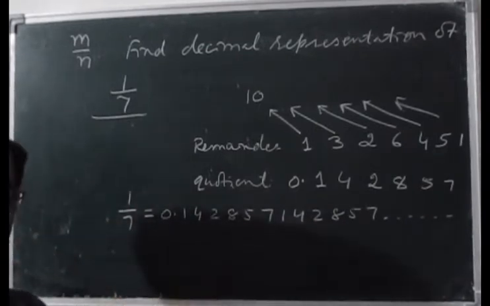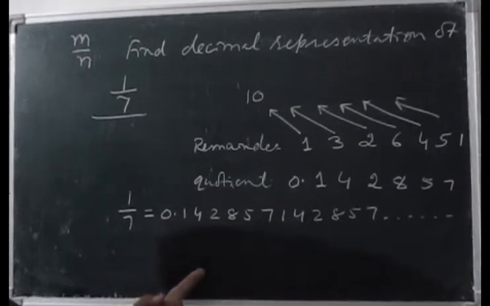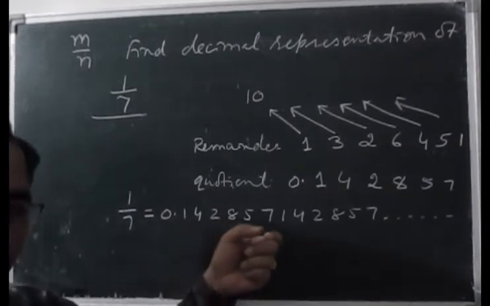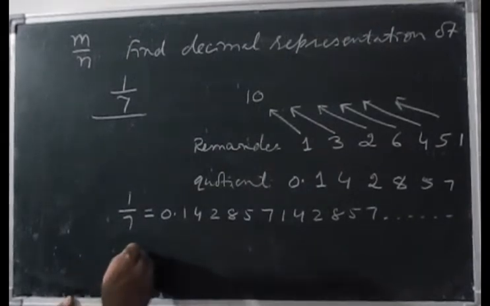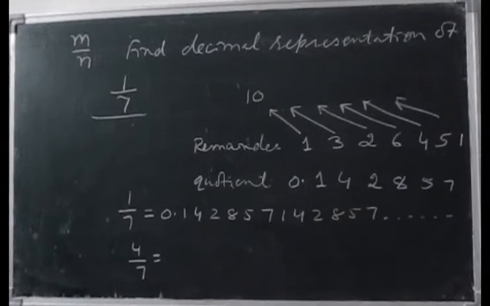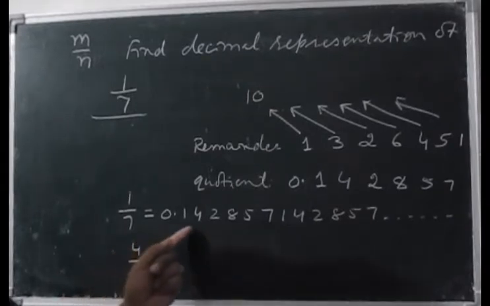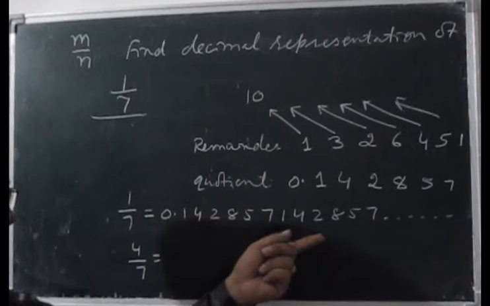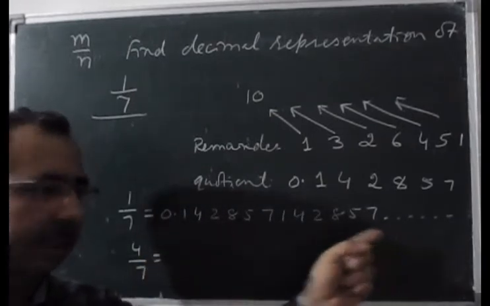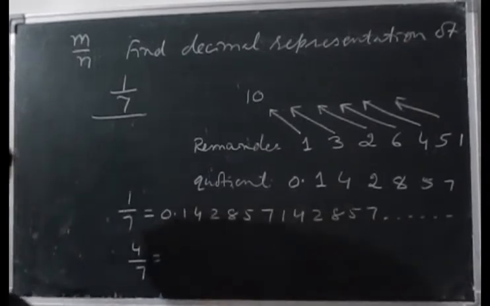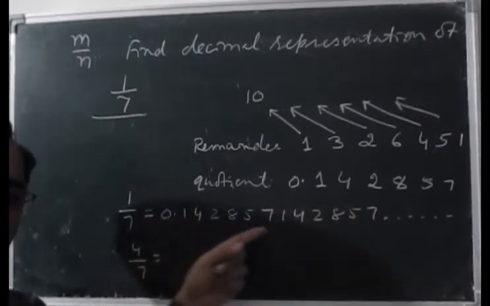Once we have the representation of 1 by 7, from it I can compute 2 by 7, 3 by 7, 4 by 7, and any number by 7 just from this line. For example, I want to find 4 by 7. So what is 4 by 7? One way is to multiply this thing by 4, but that is very hard. How can this infinite representation be multiplied by 4? So I am not going to multiply it by 4.